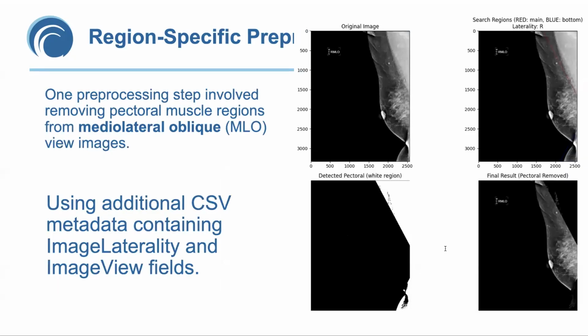One specific pre-processing method that I'd like to show you is removing pectoral muscle for medial lateral oblique images. I'll call it MLO. We used CSV metadata that contains image laterality, right or left, and image view, so we can filter out these MLO view images. On the right, we can see an original image, and then we also have a bounding region, as you see on the red line. Then we detect this using pixel intensity, and finally, we remove it by setting it to 0.